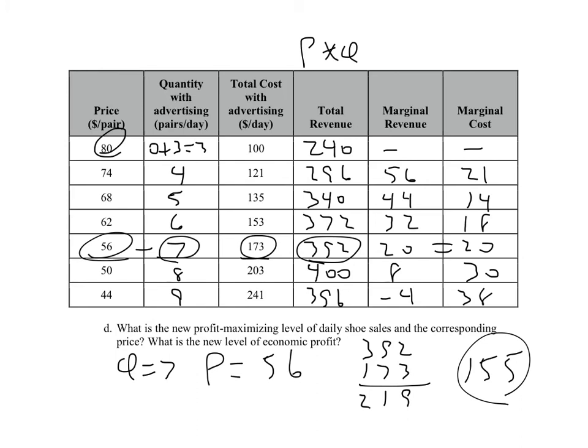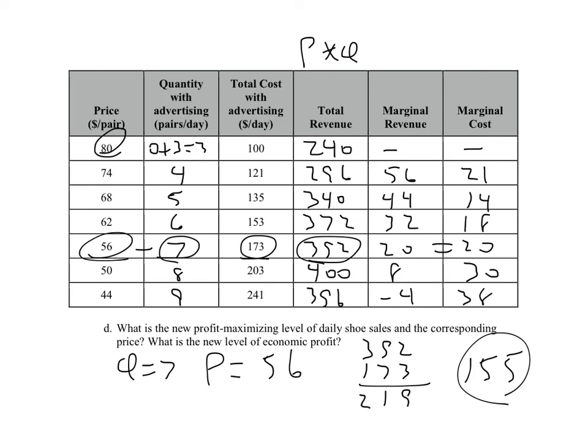Now, advertising doesn't always have this nice, neat effect. Obviously, some advertising is unsuccessful. It generates more cost than it does additional revenue. But in this way, you see how we can make that decision by using the before and after approach. Look at profits before advertising, profits after advertising, and make a decision based on the difference.